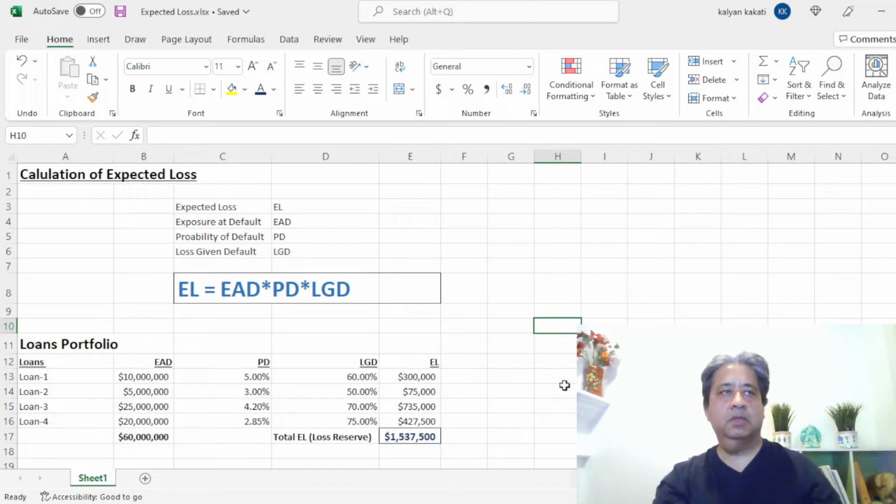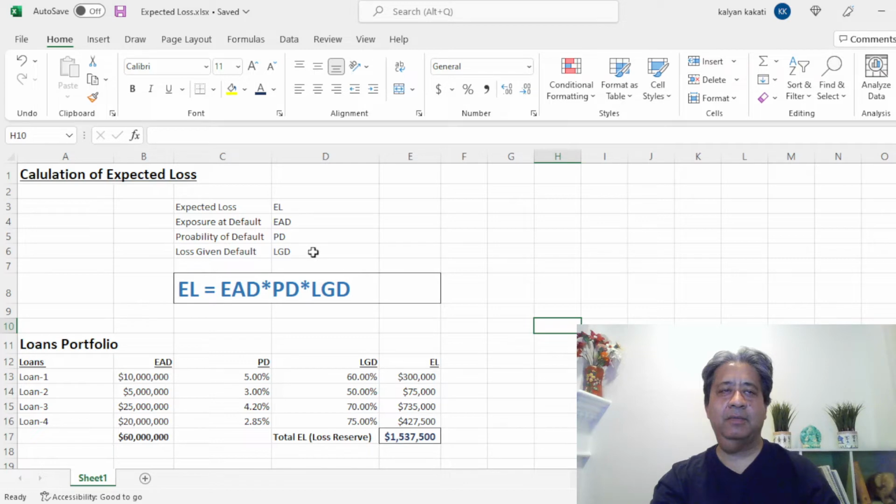Good morning. We're going to be talking about expected loss. If you have an exposure in your portfolio, say for example a loan with a certain amount of exposure, what is the expected loss for this exposure? There is a way to calculate the expected loss that depends on a couple of parameters.